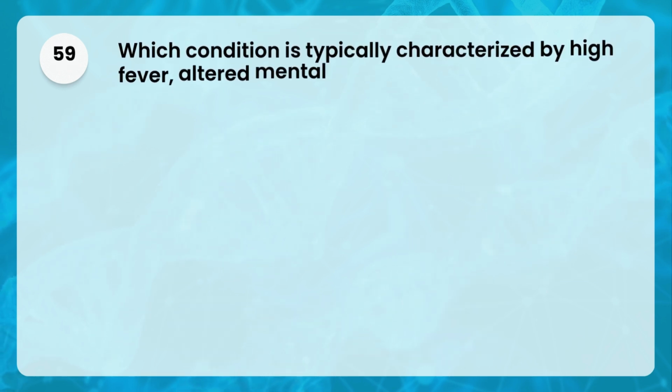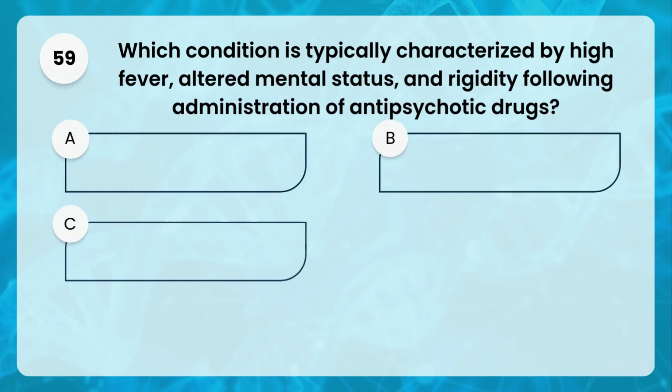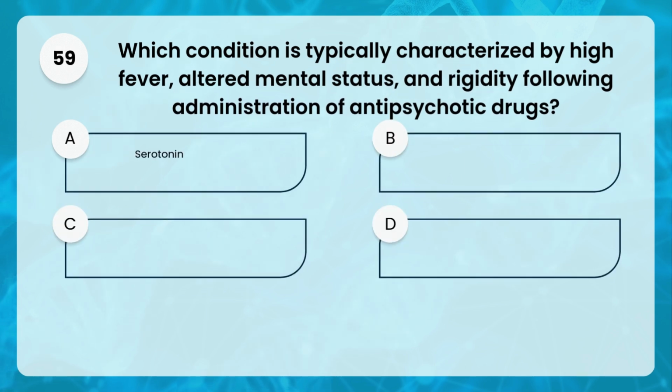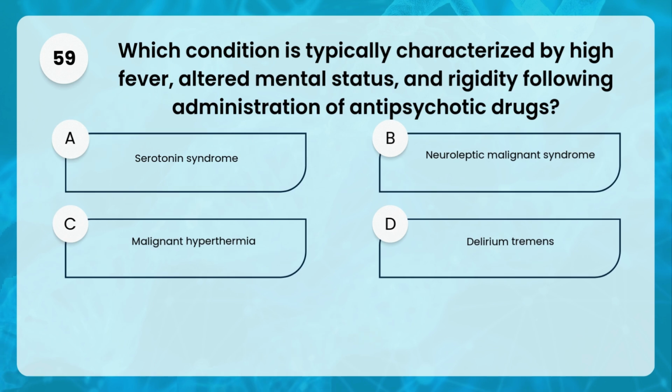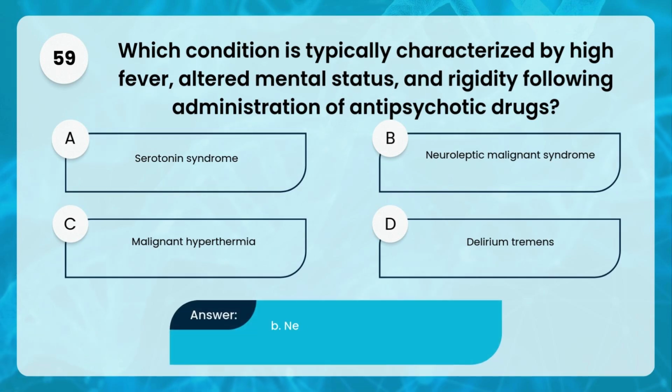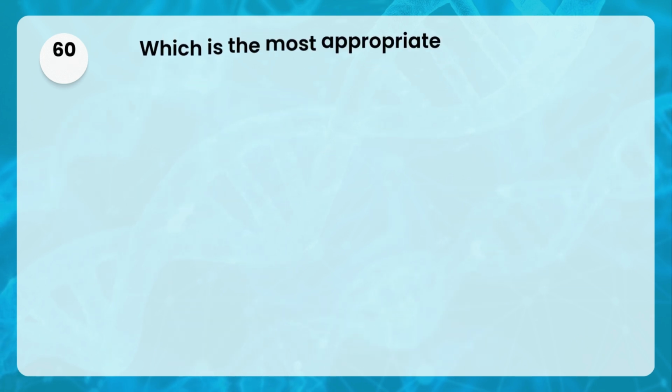Number 59. Which condition is typically characterized by high fever, altered mental status, and rigidity following administration of antipsychotic drugs? A. Serotonin syndrome. B. Neuroleptic malignant syndrome. C. Malignant hyperthermia. Or D. Delirium tremens. The answer is B. Neuroleptic malignant syndrome.